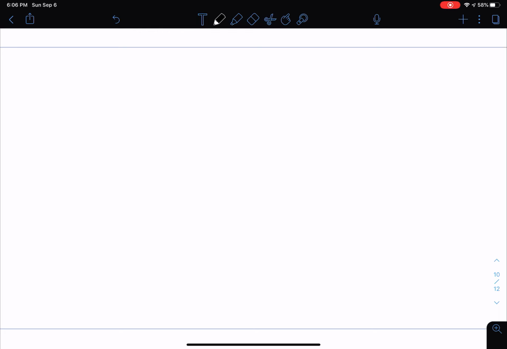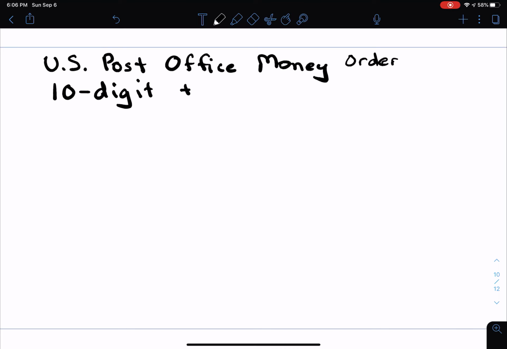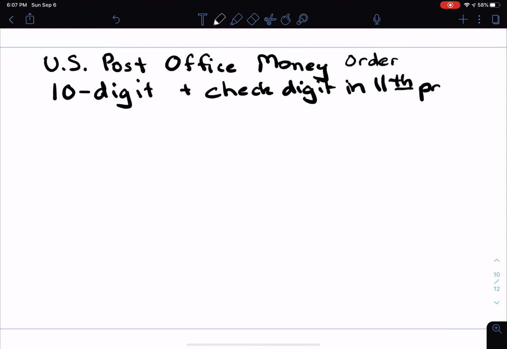I'm going to do one that involves a U.S. Post Office money order. So if you go and buy a money order at the post office, you'll have an identification number on your money order, and it has 10 digits plus a check digit in the 11th position. So it's technically 11 digits. The 11th position is the check digit part.